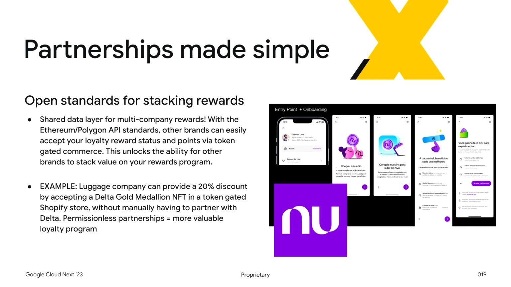So when you create an open standard, you allow for permissionless partnerships and value accrual to your program. Think of this as like commerce Lego blocks. All of a sudden, you can stack commerce solutions together and accrue value to the program. So my Delta status is now more valuable to me because I get a discount on luggage, a discount on travel, a discount on hotel. So you're opening up that standard. So partnerships are simple and limitless for multiplayer commerce.